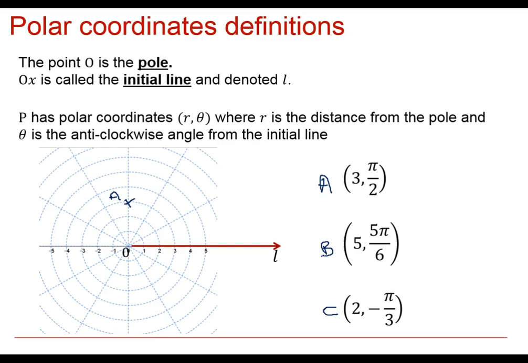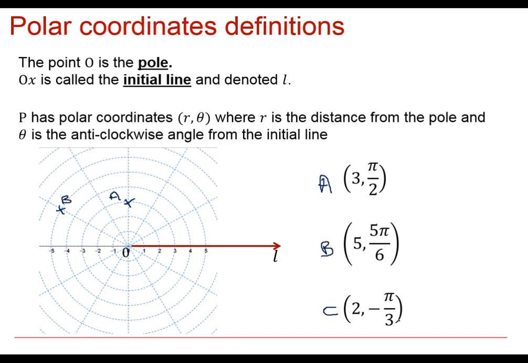Now let's have a look at point B. We want to move through 5 pi by 6, so that's going to be on this line here, and r needs to be 5, so 1, 2, 3, 4, 5. So this is point B.